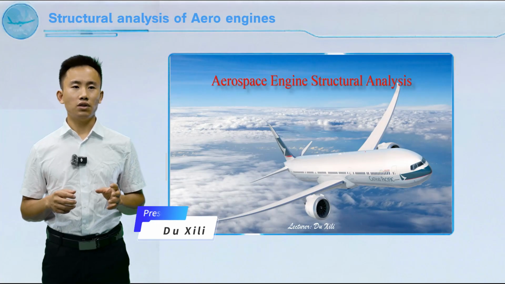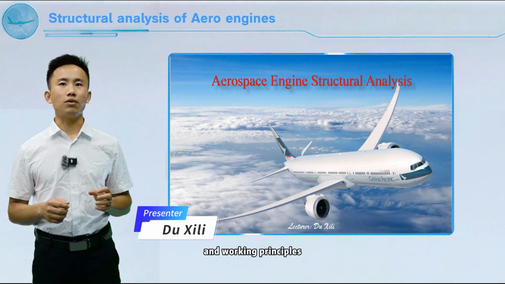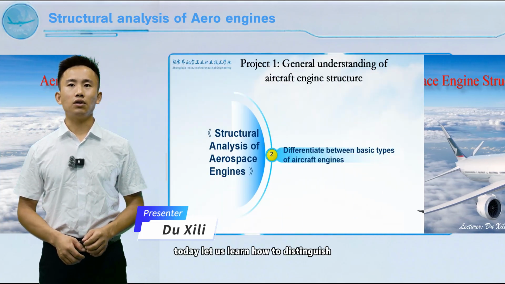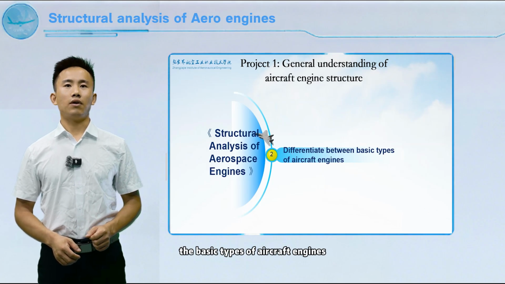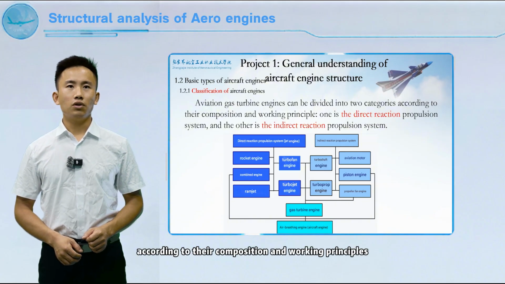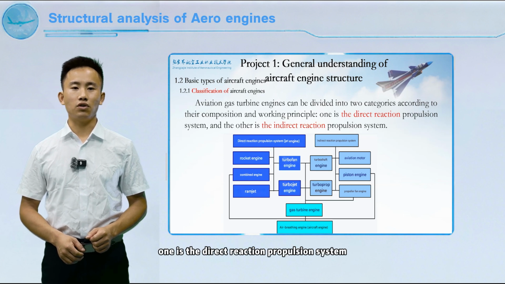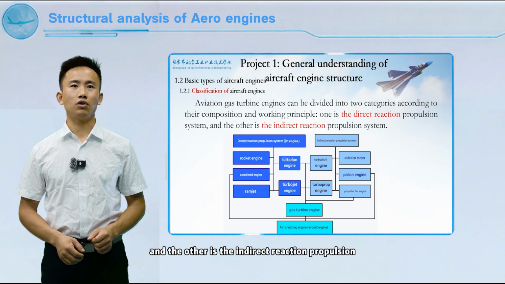Hello students. In the last class, we learned about the basic components and working principles of aircraft engines. Today, let us learn how to distinguish the basic types of aircraft engines. Aviation gas turbine engines can be divided into two categories according to their composition and working principles. One is the direct reaction propulsion system, and the other is the indirect reaction propulsion system.